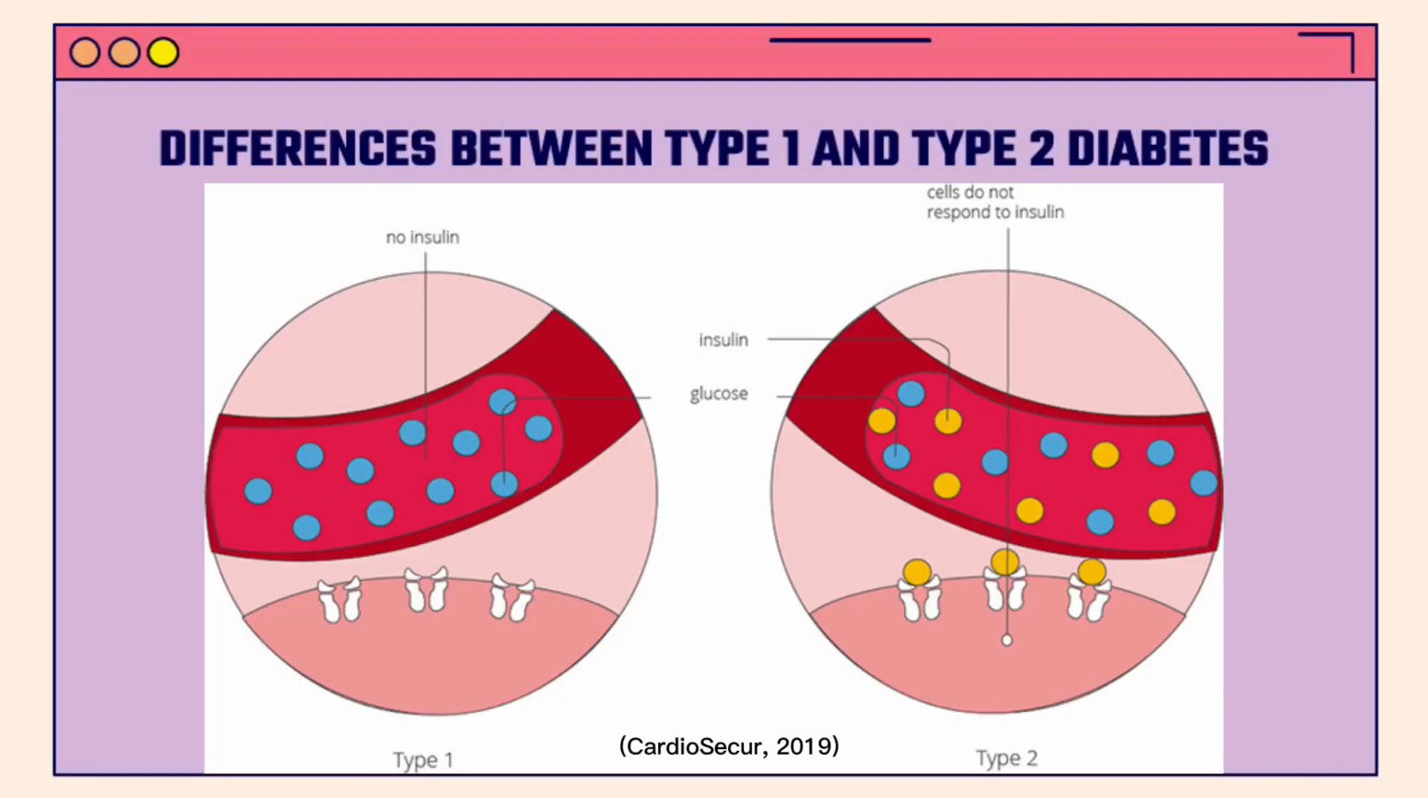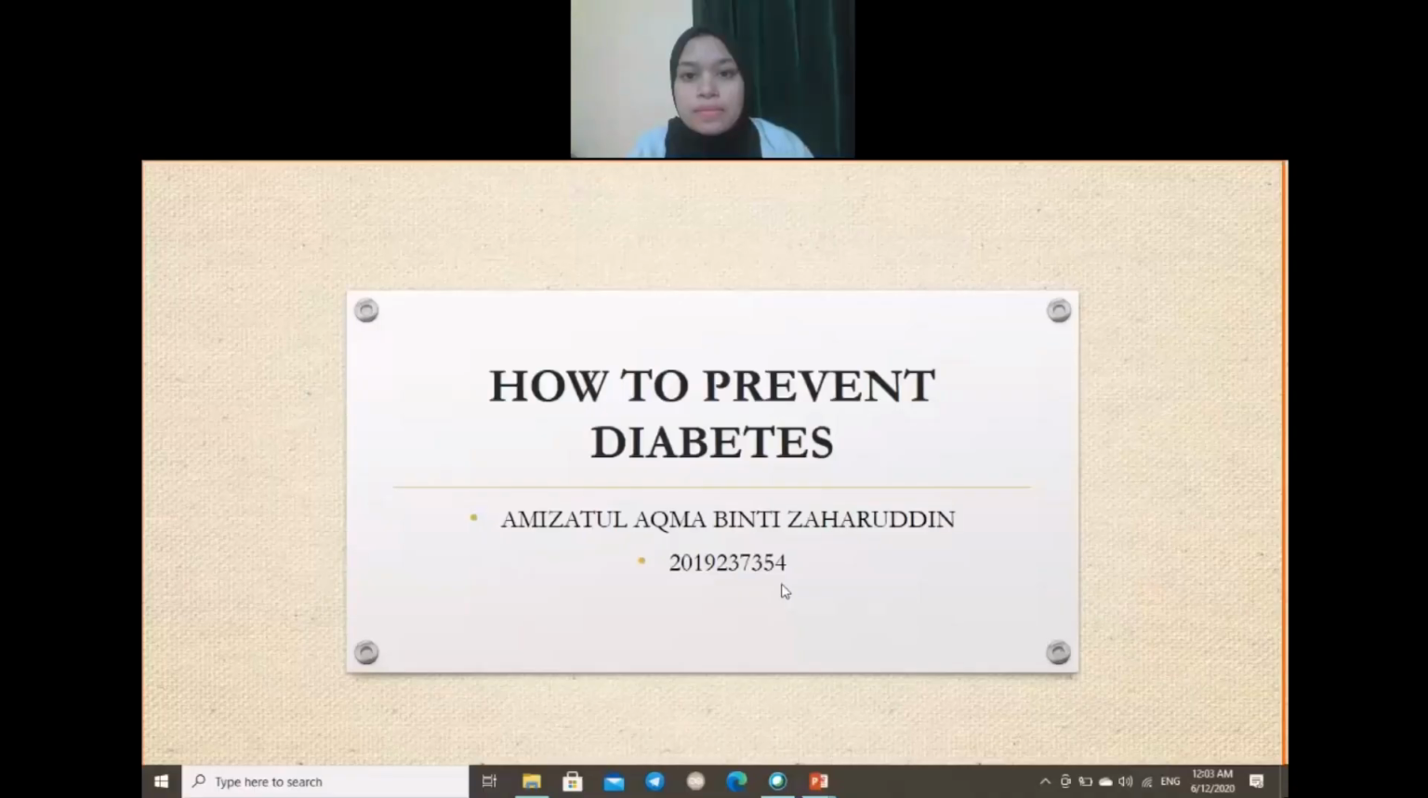Here you can see the differences between type 1 and type 2 diabetes. For type 1 diabetes, you can see there is no insulin produced. For type 2 diabetes, the insulin is produced but the cells do not respond to insulin.